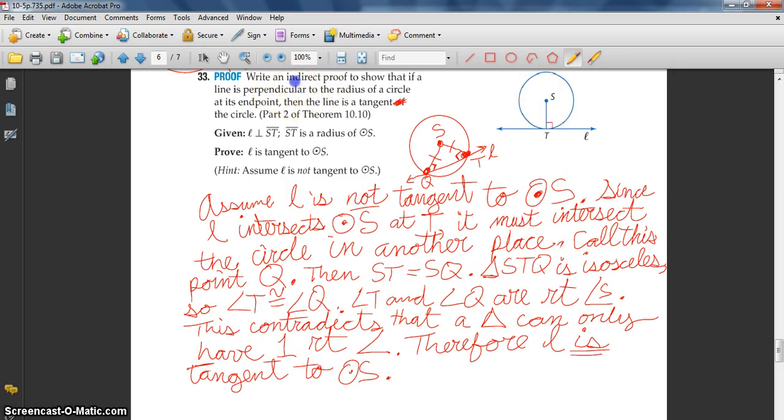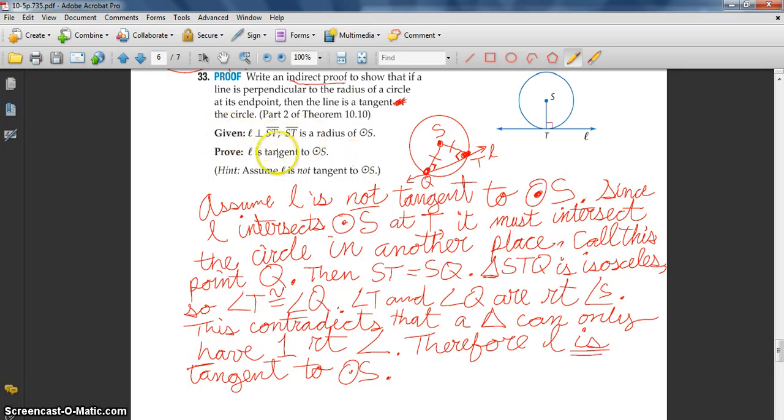So it's saying do an indirect proof, or sometimes called proof by contradiction. A proof by contradiction is when you assume the opposite of what you're trying to prove, and then somewhere in the process of proving, you get a contradiction. And if you have a contradiction, then that means that what you are trying to prove is true. It's kind of confusing, but you'll get the idea here.